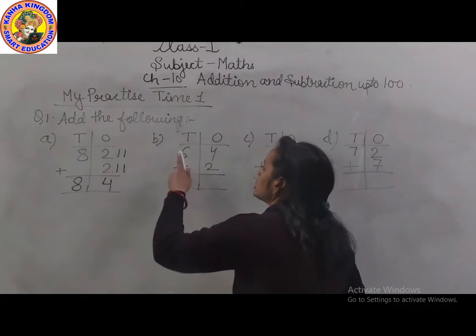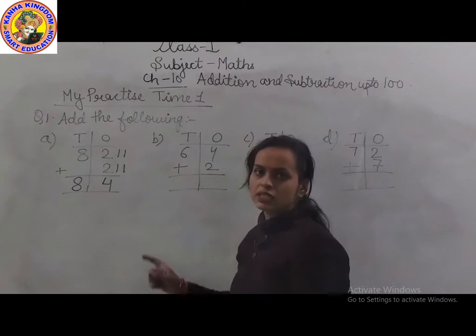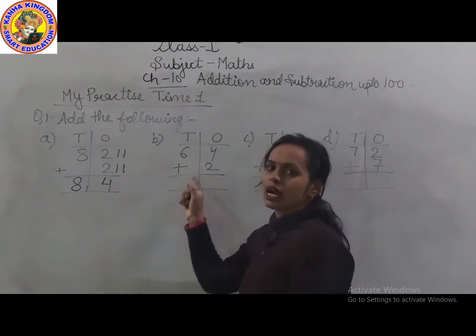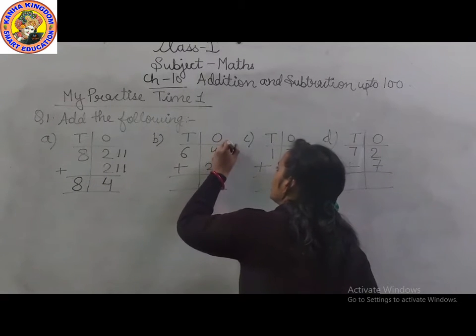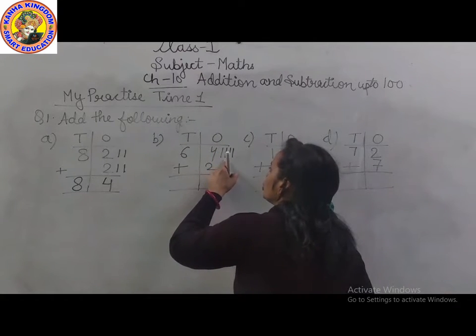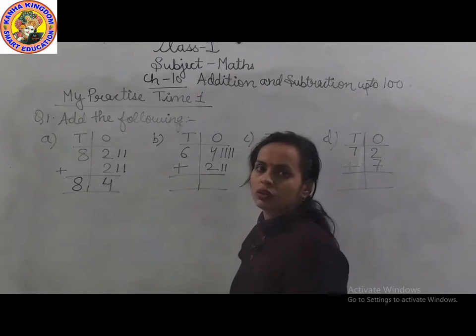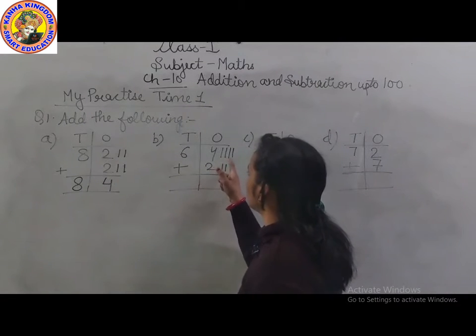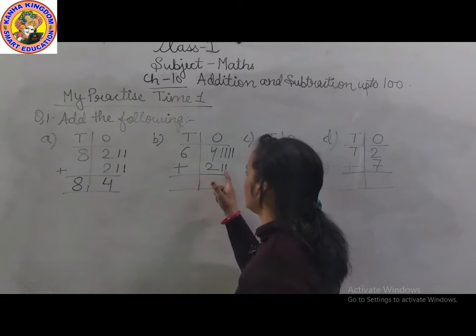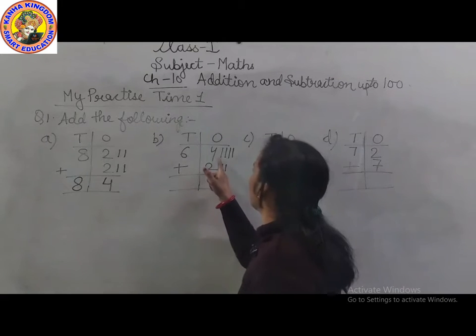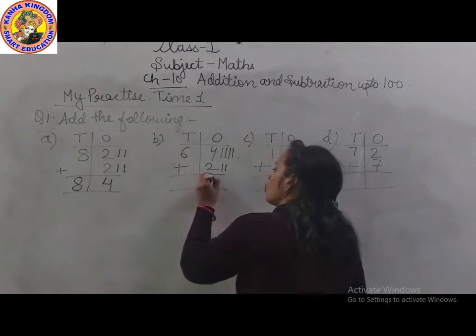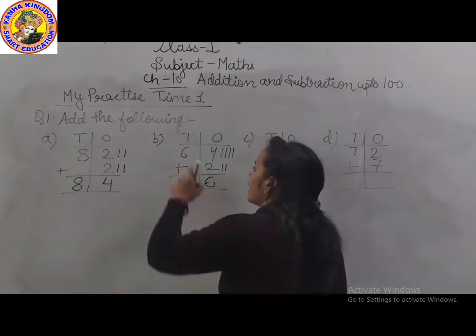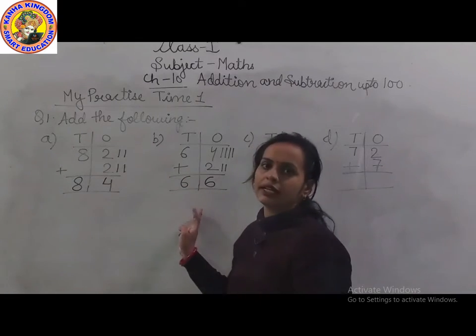Now next question is 64 plus 2, which means 6 tens, 4 ones plus 2 ones. Let's count: 1, 2, 3, 4 and 1, 2. Count 1, 2, 3, 4, 5, 6. So 4 plus 2, 6. And bring down 6 in the tens column.